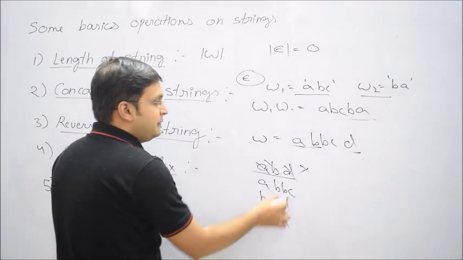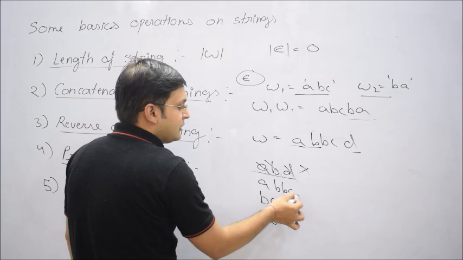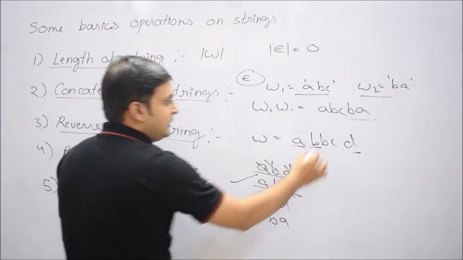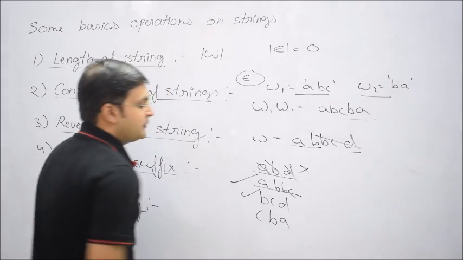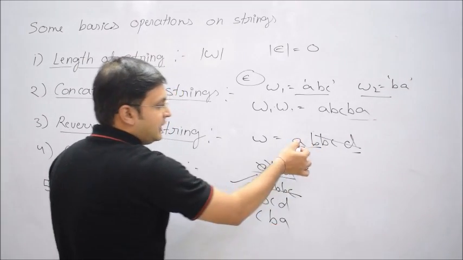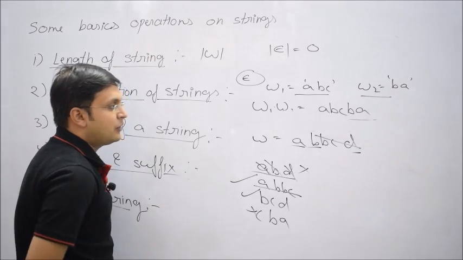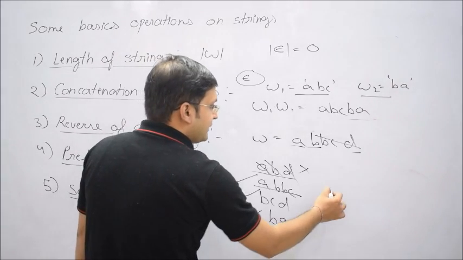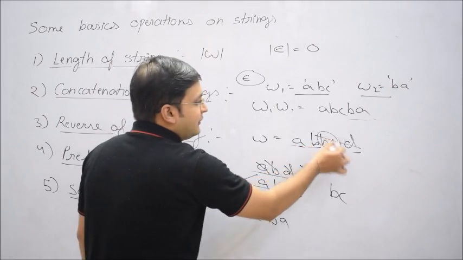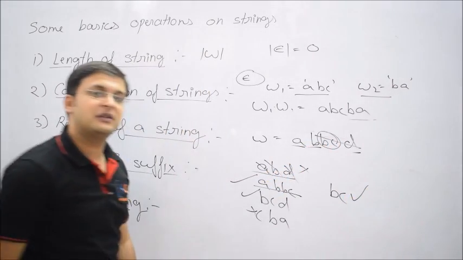What about ABBC? Now that is a valid substring. BCD is also a valid substring. What about CBA? They are in reverse fashion, so that could not be a substring. One more example, let me ask you. BC, again they are in consecutive fashion, so that is also a possible substring.